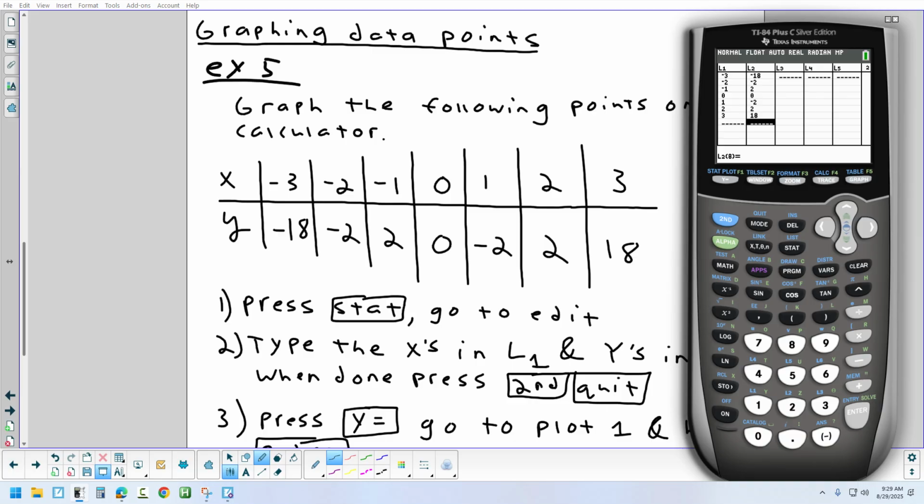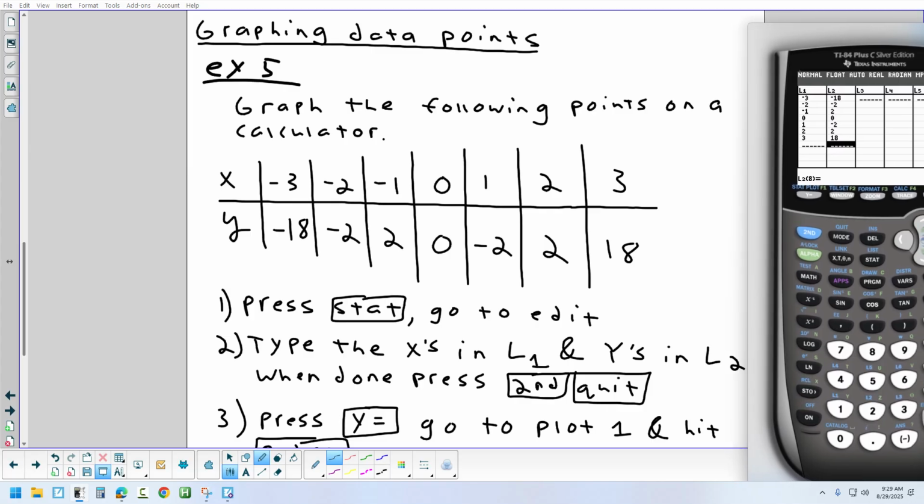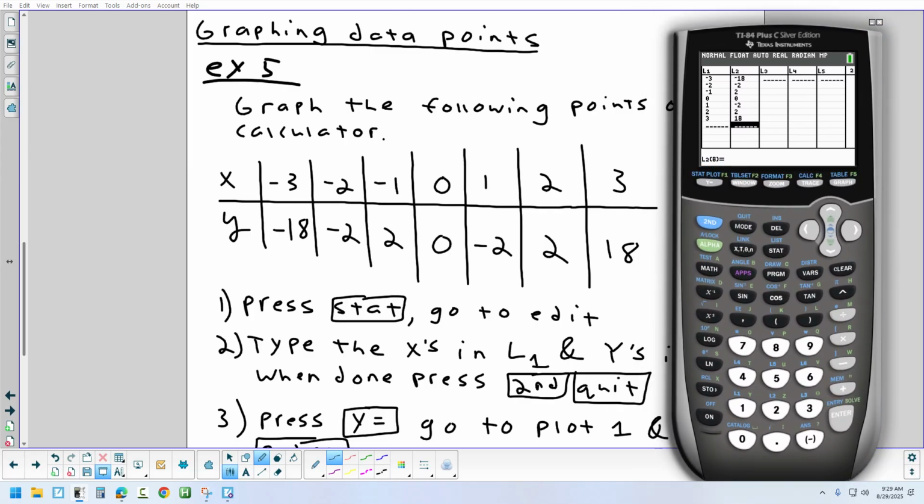You don't have to save it. It automatically saves as you go. So we're done with that. So we can quit. Go back to the main screen. To quit, you press second, and then the mode button at the top. It says quit. Okay, everything's there. If you made a mistake and you had to go back in, you can do the first step all over again, and you'll see your numbers are still there.